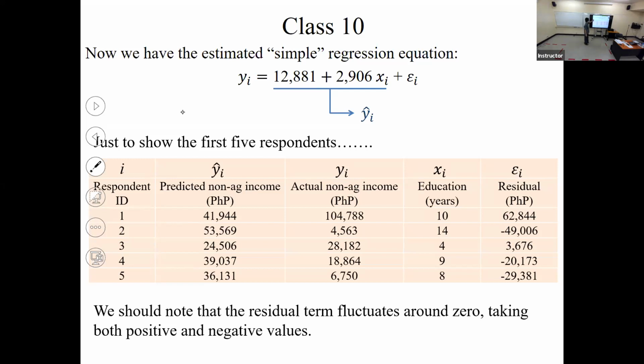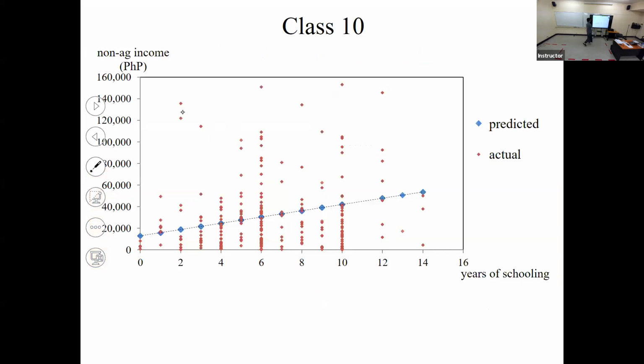Now you plot these. So actual values, actual dots, and then estimated line. If you plot it, it will look like this. Years of schooling is discrete, only integers. So that's why it will look like this.